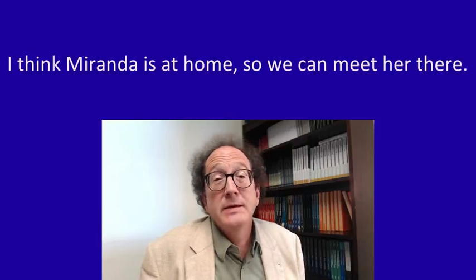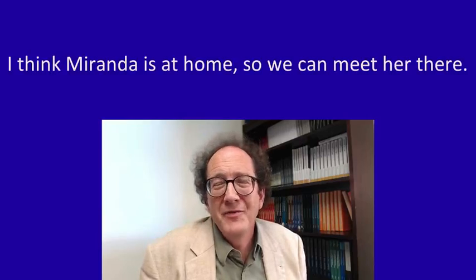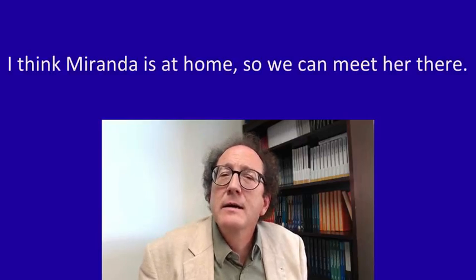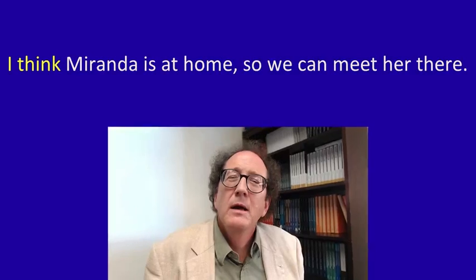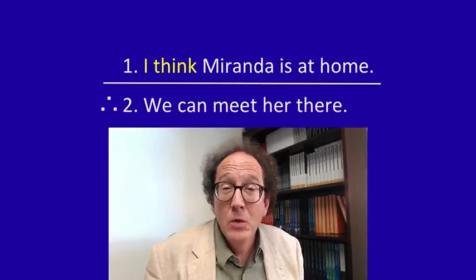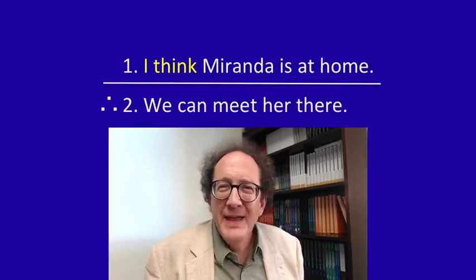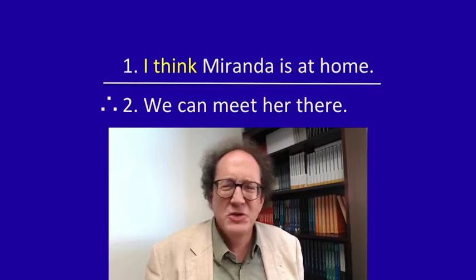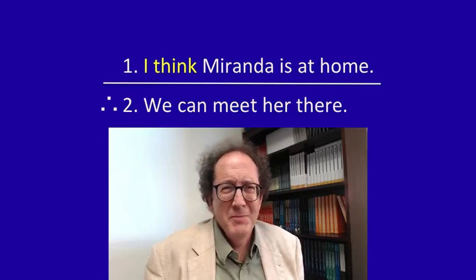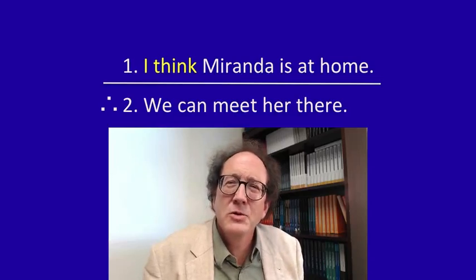Some small words that are tricky are guarding terms. Here's an example. I think Miranda's at home, so we can meet her there. What's the guarding word? You already found that out when you did the close analysis, right? I think. Now, one way to read this argument is that the premise is, I think Miranda is at home, and the conclusion is, we can meet her there. But that's kind of weird, because the fact that you think she's at home is not what makes it true that you can meet her there.